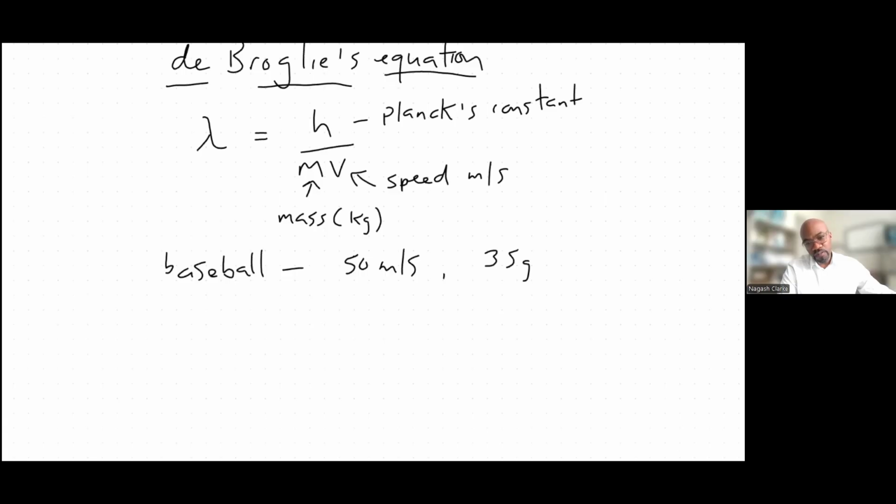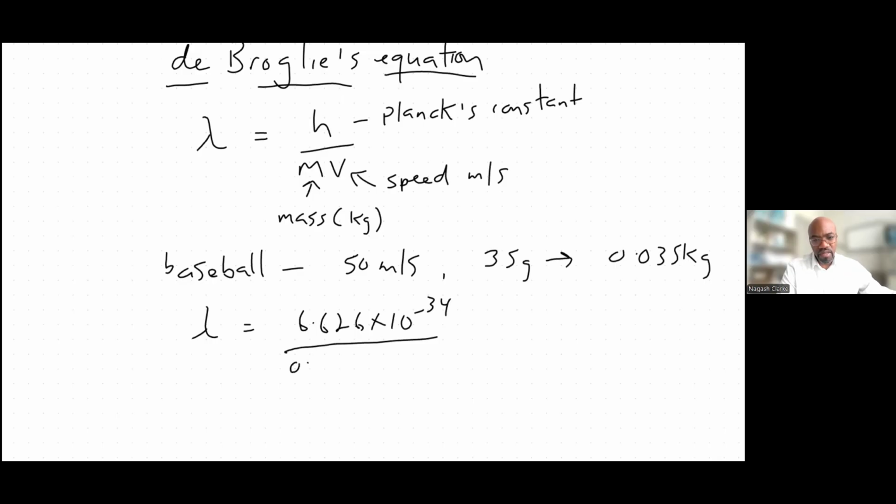So first, we have to convert 35 grams to kilograms. That's going to be 0.035 kilograms. And then we're ready to throw in an equation. Planck's constant is always going to be the same, 6.626 times 10 to the minus 34. Then we have 0.035 kg times 50 meters per second.